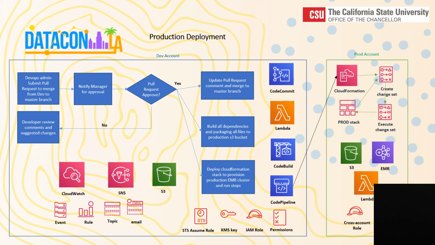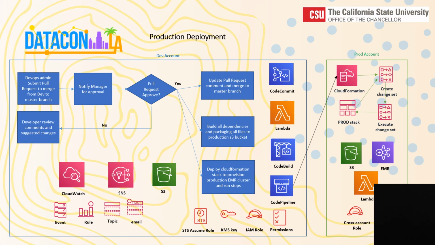The DataOps team will inform the admin team to create a pull request to merge the change from QA to the master branch. Managers will be informed and notified to approve pull requests. Like the development pipeline, the continuous delivery process will use Lambda functions, CloudWatch rules, and events to orchestrate this process. When the request is approved by management, the following will be automatically triggered. The pull request will be commented on and merged to the master branch.